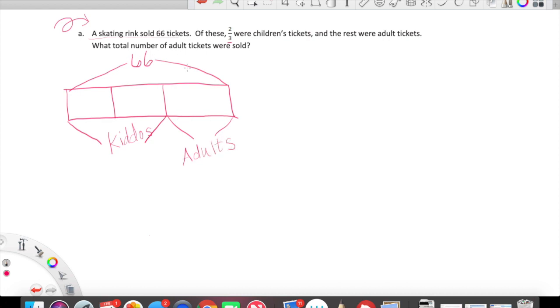What total number of adult tickets were sold? So we want to know this magic number right here. Let's think about how we can find that magic number. So 66 is our whole. Let's go ahead and figure out what is 1 unit. Well, 1 unit is going to be our whole, which is 66 divided by 3, or 66 over 3. That's going to give us our 1 unit.